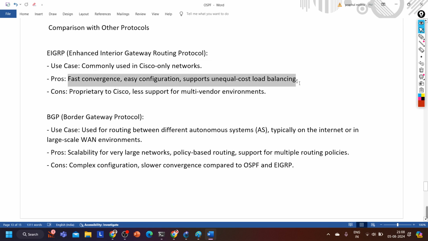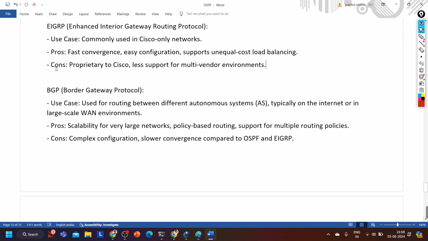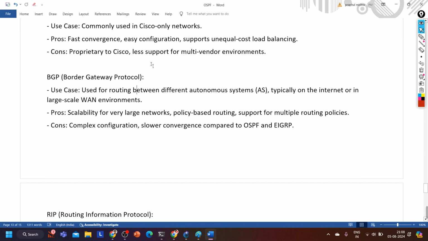EIGRP: fast convergence, easy configuration, supports unequal cost load balancing. But OSPF is a slow protocol as compared to EIGRP, right? Slow, hard configuration, and OSPF does not support unequal cost load balancing. So hope now you can understand the scenario where we need to configure EIGRP. Earlier it was Cisco proprietary, so you can see this was the disadvantage, but nowadays it is also open standard, but other vendors are mostly not using EIGRP.